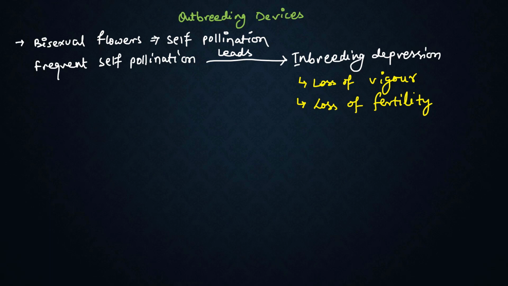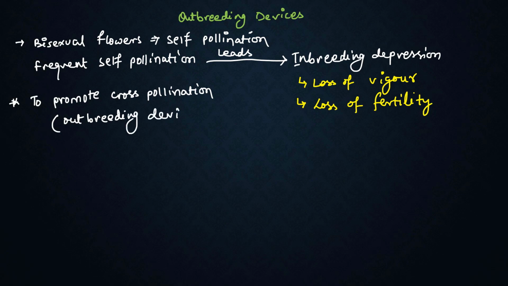But in plants, when the plants have bisexual flowers and undergo repeated self-pollination for a number of generations, it can lead to the inbreeding depression condition. To avoid this, there is a need for the plants to promote cross-pollination, right? How to promote cross-pollination? Cross-pollination is promoted with the help of outbreeding devices. These outbreeding devices help the plant to promote cross-pollination and retard self-pollination. When plants undergo cross-pollination with the help of outbreeding devices, they can avoid this harmful process of inbreeding depression.